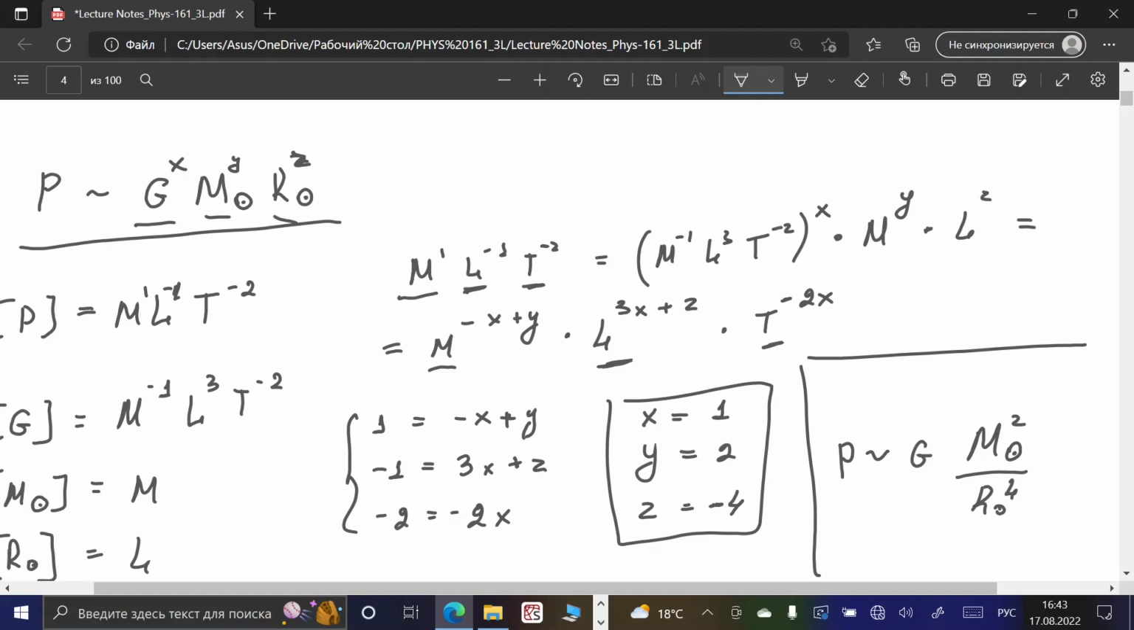So now we can look at it and say, okay, our initial suggestion that pressure will be proportional to radius is not correct. So dimensional analysis actually also takes this into account. It's inversely proportional because radius stays in the denominator of this equation.